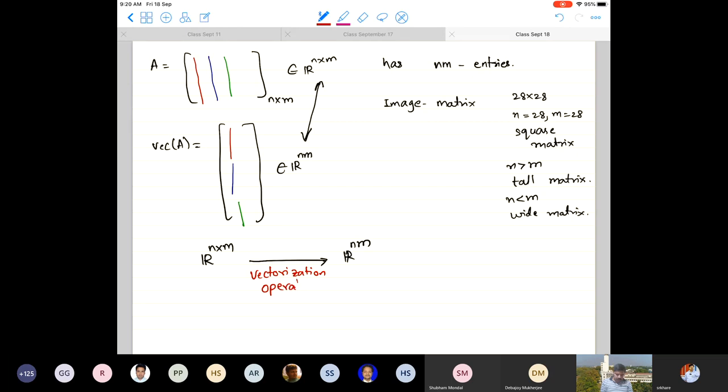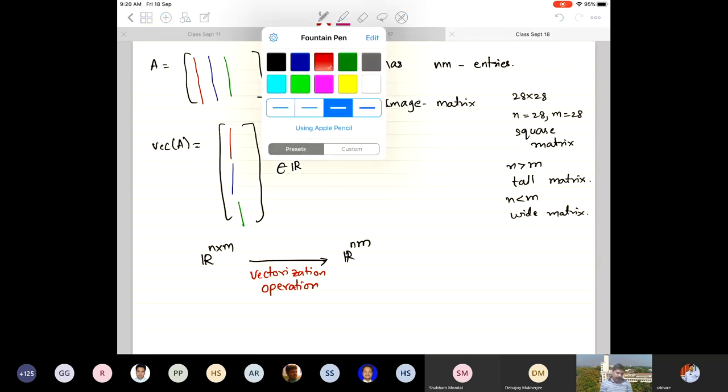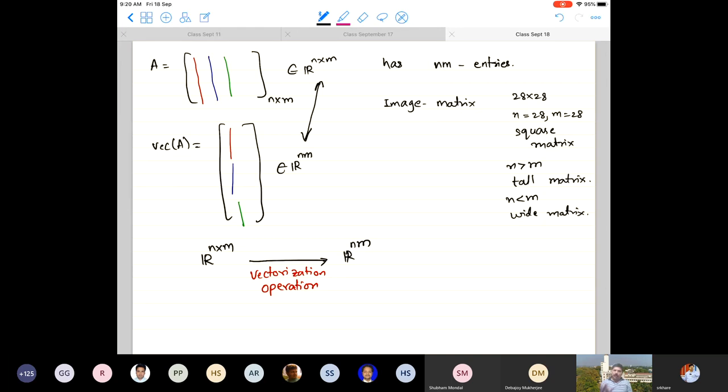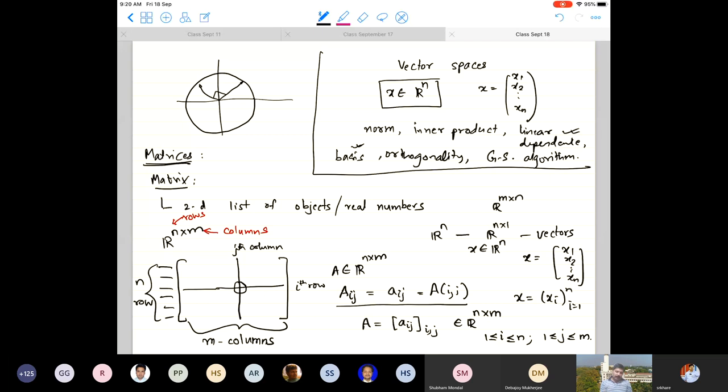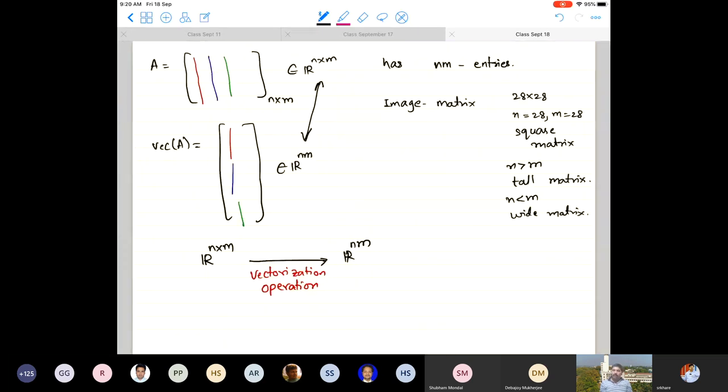A very useful operation, and we will use this operation very extensively when we introduce tensors. You already have seen this operation. You already have used it in one of your assignment problems. So I just want to bring it to your notice that matrices can be viewed as vectors. If you convert a matrix into a vector, then everything that we did on a vector space you can do on the matrix. There is no problem about it.